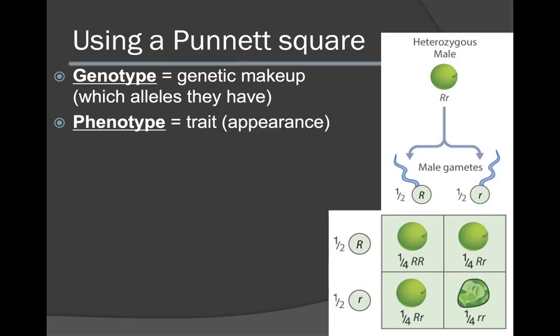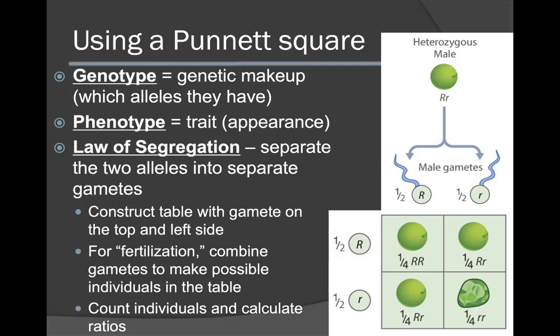To determine what gametes would be produced from a certain organism, we rely on the law of segregation, which states that these alleles will separate out into separate gametes. This allows us to construct our Punnett square, or our table, with the gametes on the top and the left side from each parent. The Punnett square, in essence, simulates fertilization, so it looks at what kind of gametes can be produced by individuals and lets you determine what would happen if those gametes were fertilized with each other. At the end, we can count our individuals and calculate our offspring ratios.